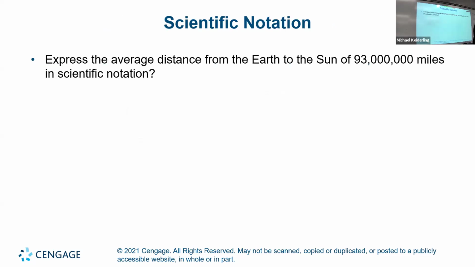So let's express the average distance from the Earth to the sun, 93 million miles, in scientific notation. Anyone?